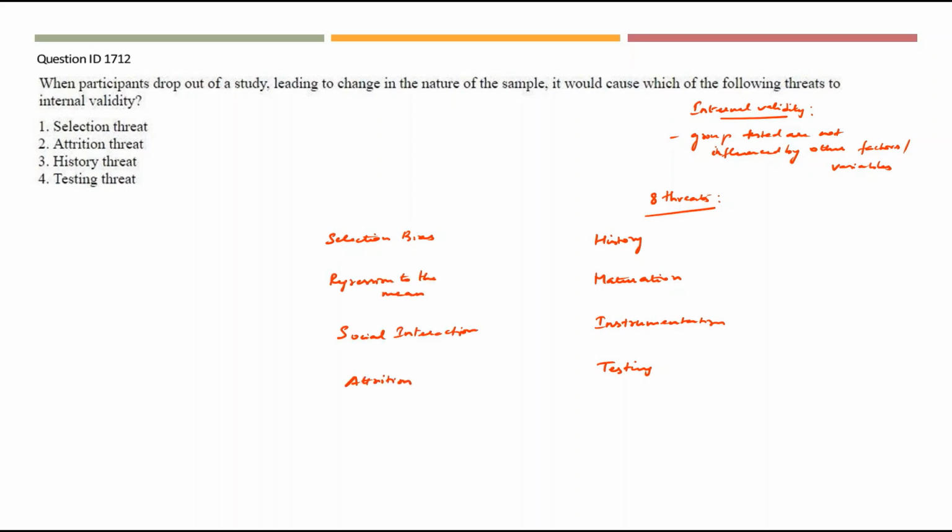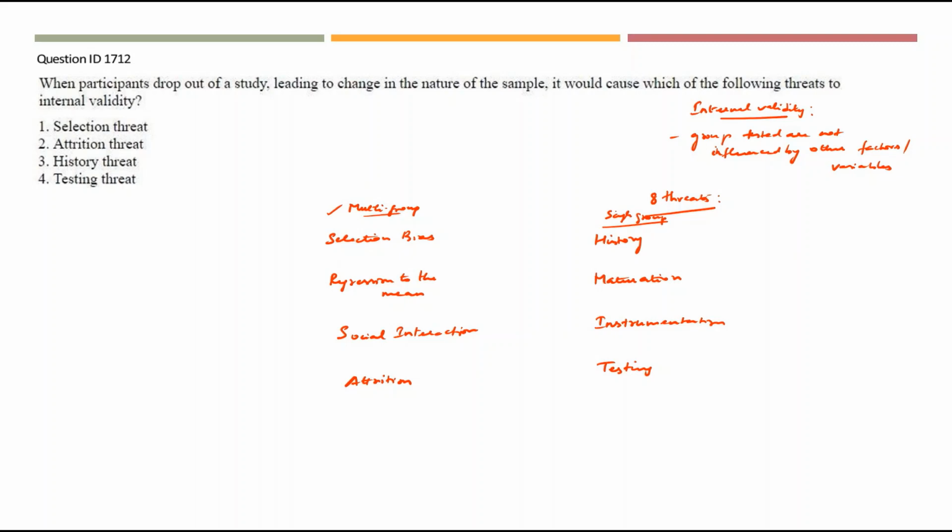Here history, maturation, instrumentation and testing. In all these 4 threats, single group is involved. But in these 4 threats, multi groups are involved. So let me start with selection, attrition, history and testing, and then we will see about the rest.